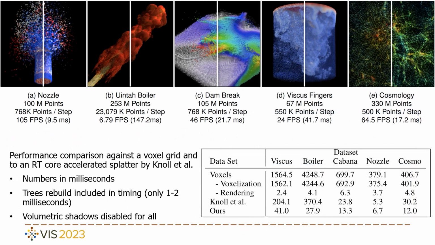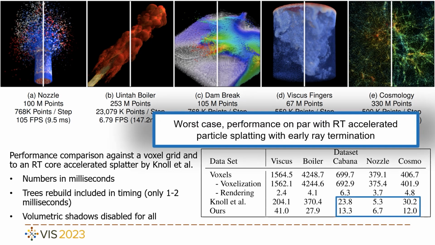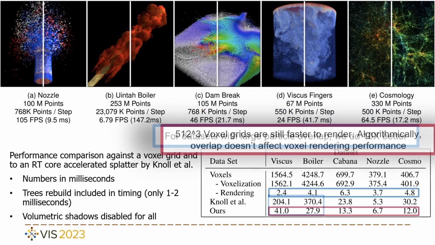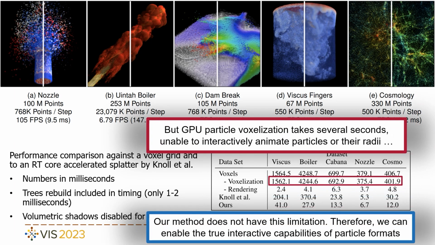We also found that the memory usage between trees and particle datasets were roughly equal at about 8 particles per leaf. We also compared our approach to alternative rendering methods and discovered that each responded to particle overlap differently. With low overlap, our approach performs just as well as an RT-Core accelerated particle splatter with early ray termination. But for datasets with high overlap, we do substantially better. Voxel grids do the best in this regard since they handle overlap a priori, but then particle voxelization takes several seconds, which prevents interactive time and radii manipulation.